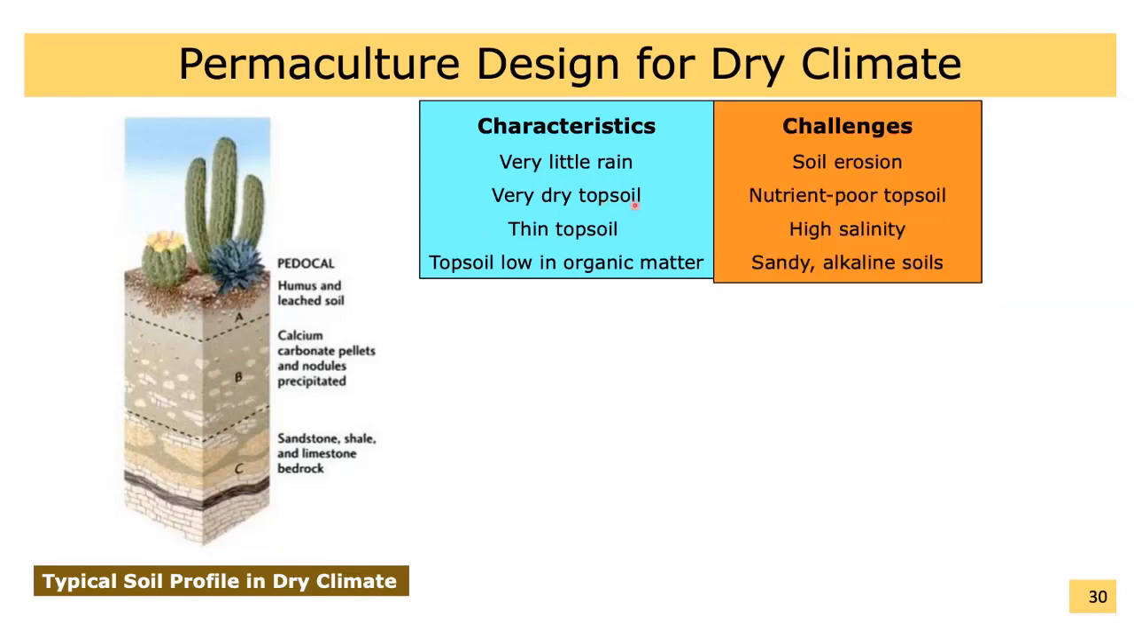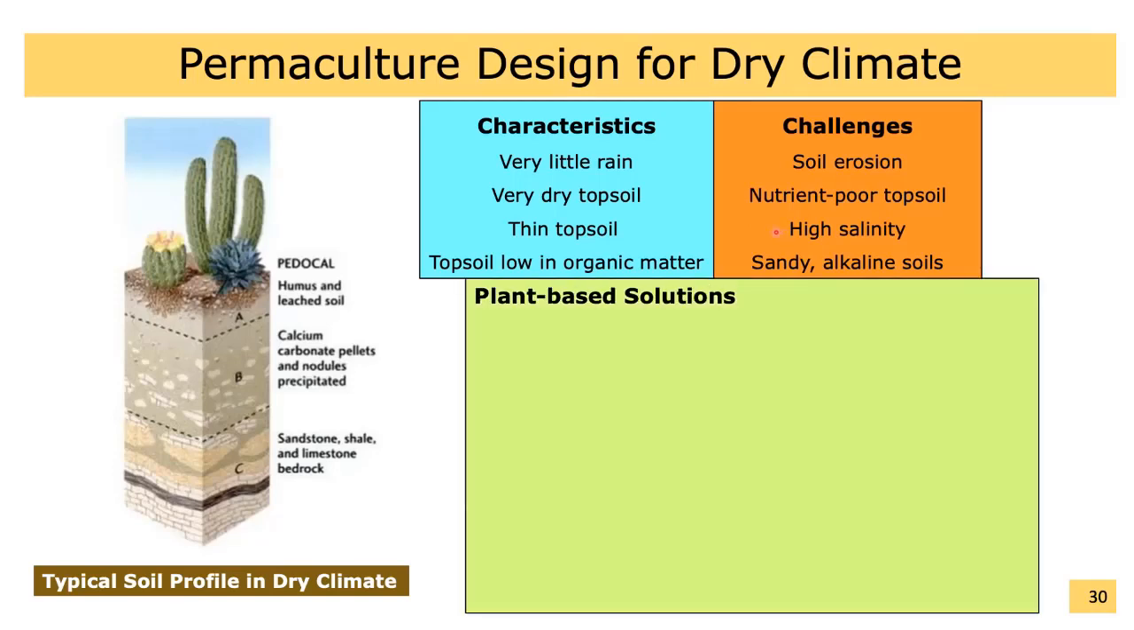Challenges in dry climate: soil erosion, and nutrients are very poor in topsoil. There's high salinity. Soil is sandy and also alkaline. Some plant-based solutions for dry climate. One should plant drought-resistant pioneer species in dry climate. Heavy mulching is needed to prevent erosion.